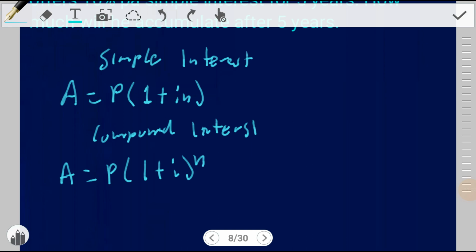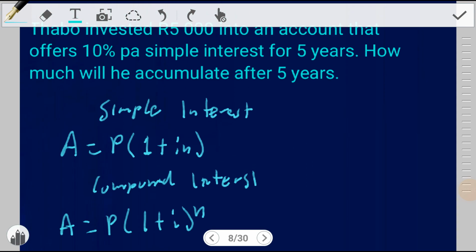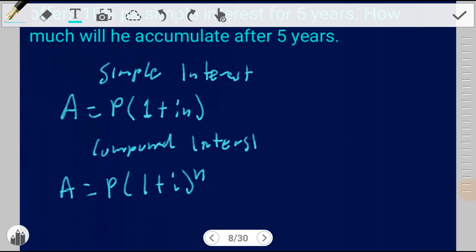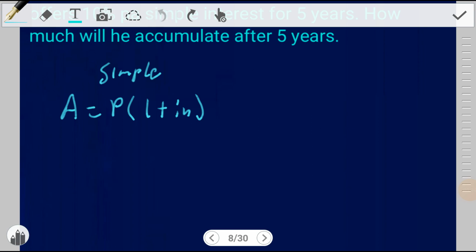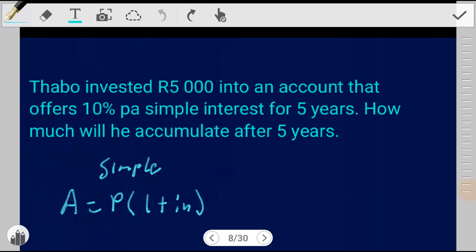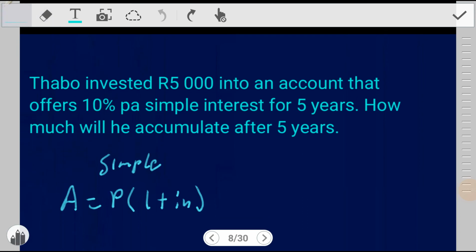So let's talk about the practicalities of it. Let's just start with the beginning. So we're given this. Let me just erase this. Okay, fine. You are told that Turbo invested 5,000 into an account that offers 10% per annum. It's a simple interest for 5 years. Then they ask how much will he accumulate after 5 years. So they're asking for the future amount, because what he invested is the present amount.